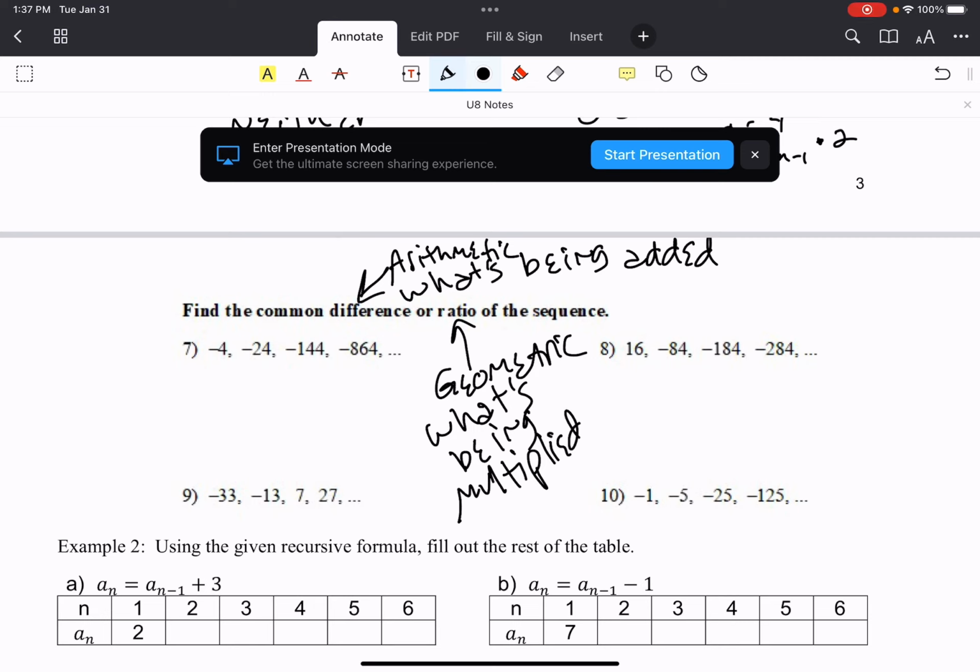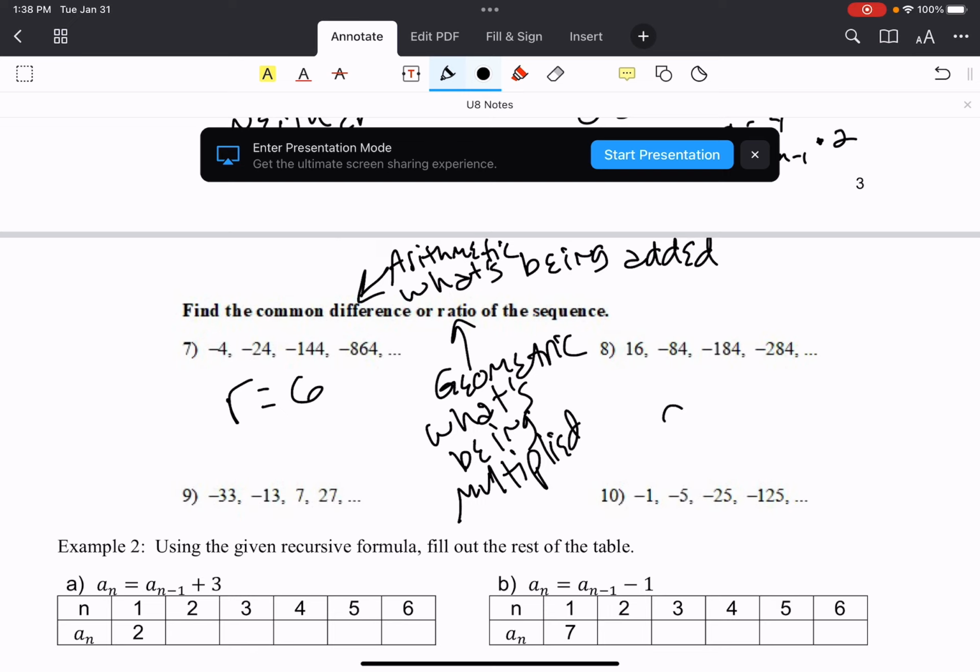So for 7, does that one have a common difference or a common ratio? Common ratio. And what is it? 6. Good. So I'd say R equals 6. And the fact that you labeled it R already tells me geometric without you having to write the word out, right? What about for 8?